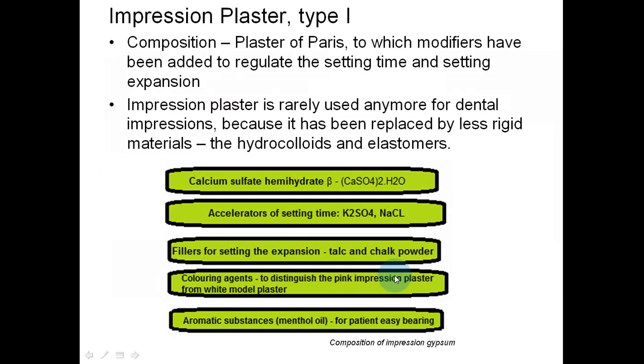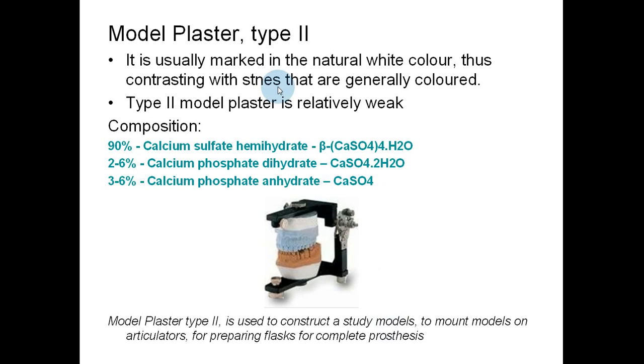So, impression plaster, type 1. The composition is known as plaster of Paris, to which modifiers have been added to regulate the setting time and the setting expansion. Impression plaster is rarely used anymore for dental impressions because it has been replaced by less rigid materials like hydrocolloids and elastomers. It is usually marketed in the natural white colour, thus contrasting with stones that are generally coloured.